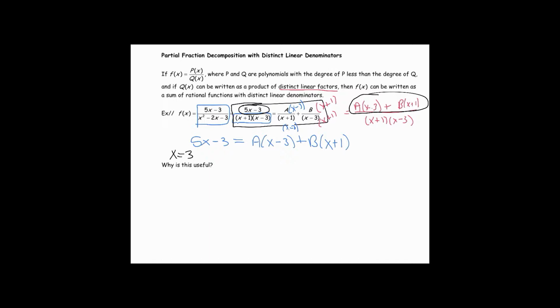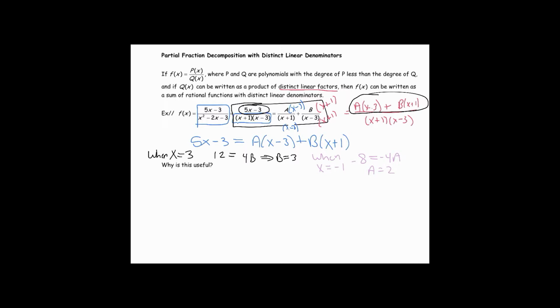So when x equals 3, you get 5 times 3 minus 3, which is 12, equals, now a times x minus 3 goes away because it's a times 3 minus 3. And then you have b times 3 plus 1, so you have 4b. So that implies that b is equal to 3. On the other hand, when x equals negative 1, you get negative 5 minus 3, which is negative 8, equals, and this time the b term goes away because negative 1 plus 1 is 0. Negative 1 minus 3 is negative 4, so you get negative 4a. And so that means a is equal to 2.